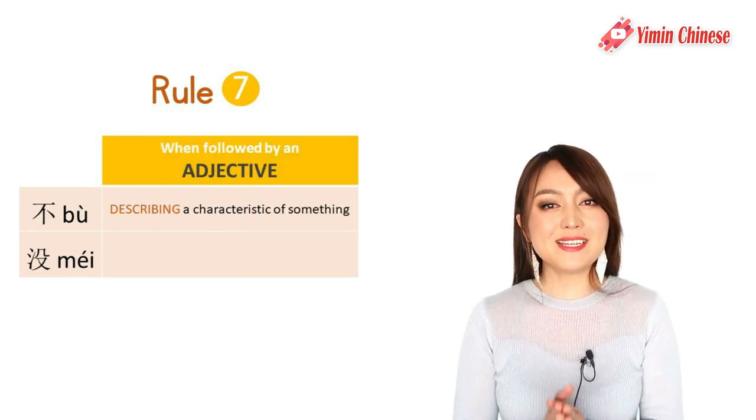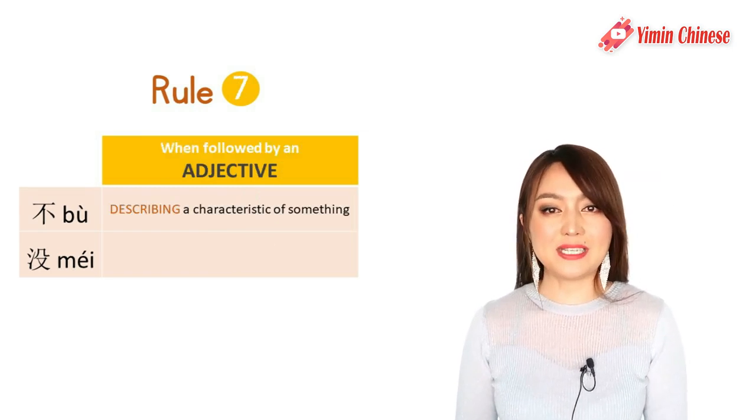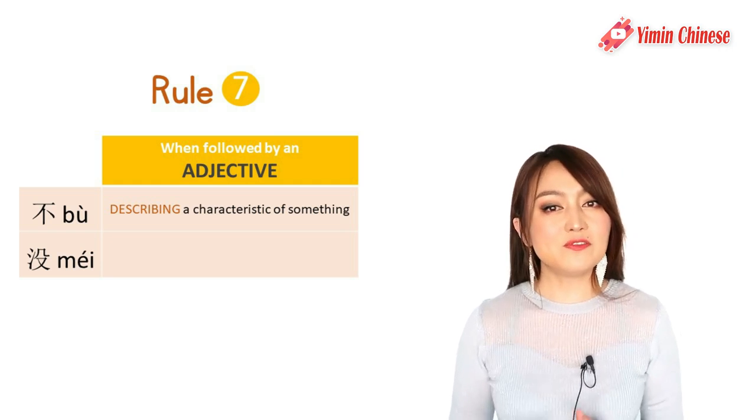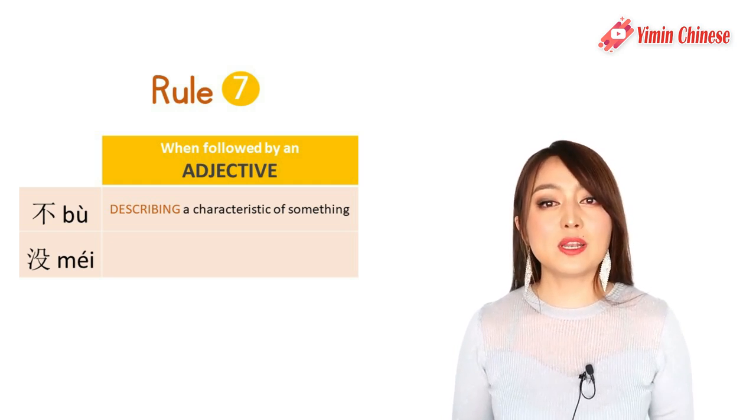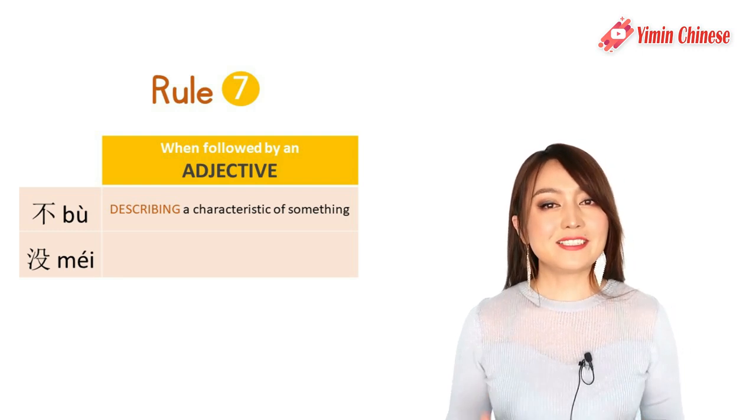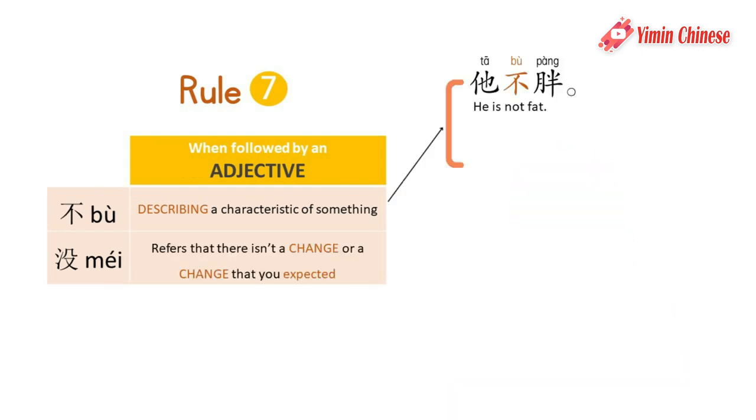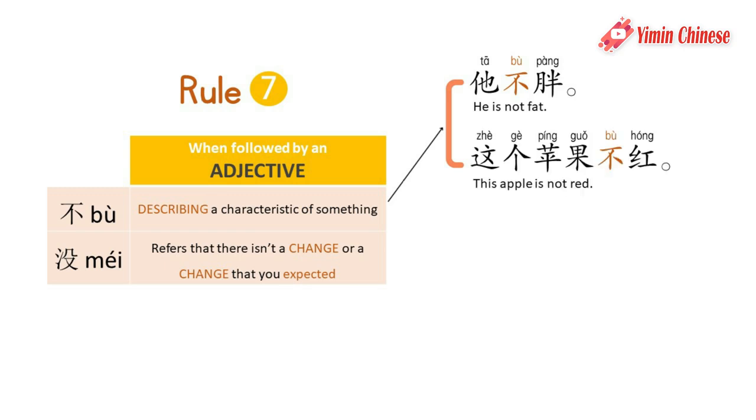Okay, now rule number 7. It's about when they work with adjectives. 不 is often followed by an adjective. This is one of its main areas of usage, to describe a characteristic of something. For example, 他不胖. He is not fat. We are describing him. 他不胖. Another sentence, 这个苹果不红. This apple is not red. 这个苹果不红. When we use 不, we're just describing a characteristic of something.